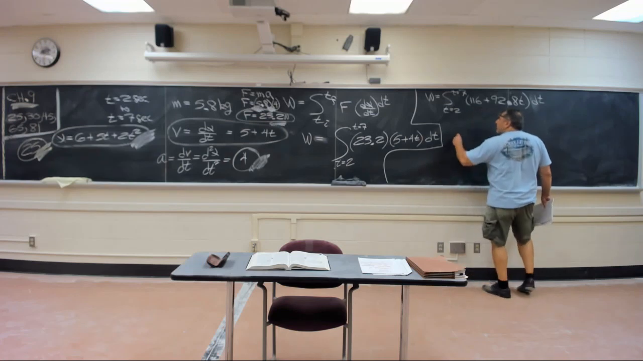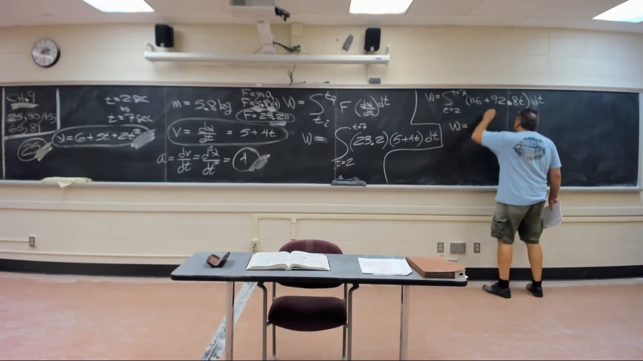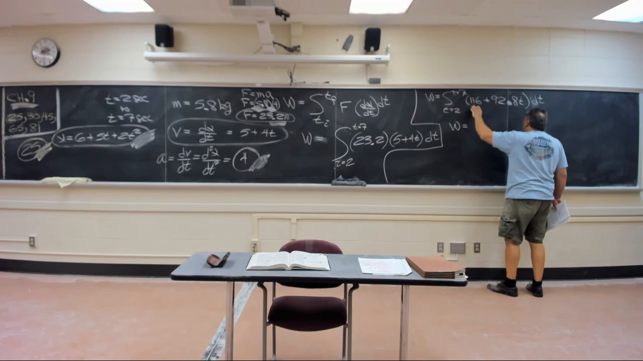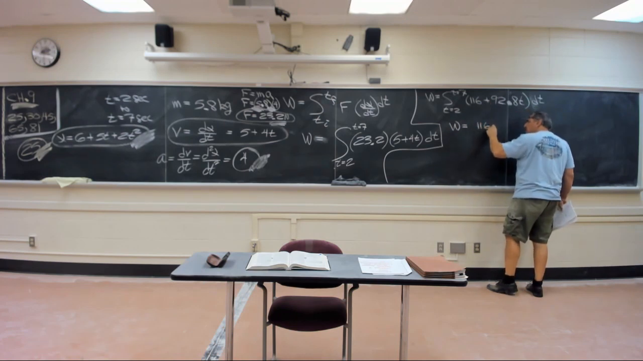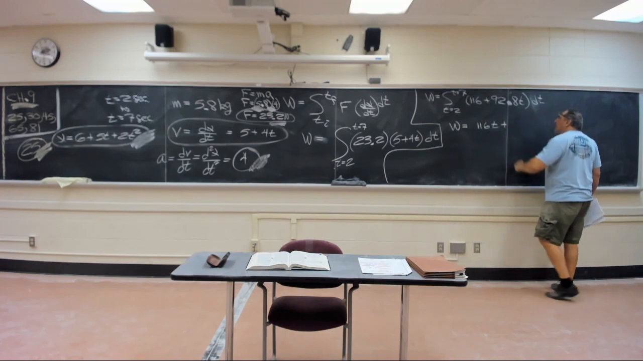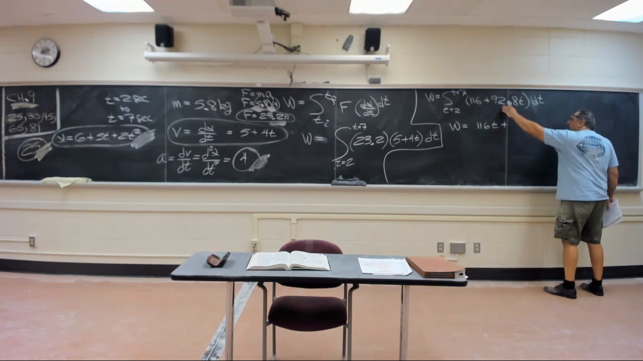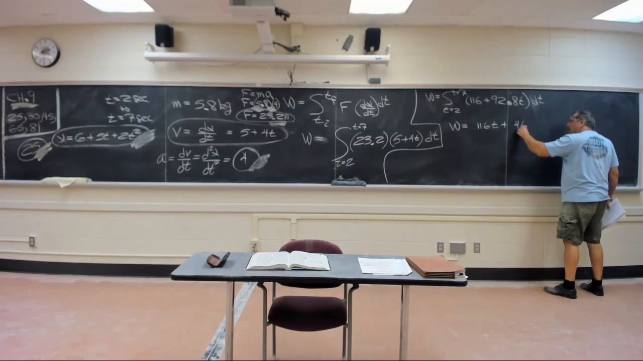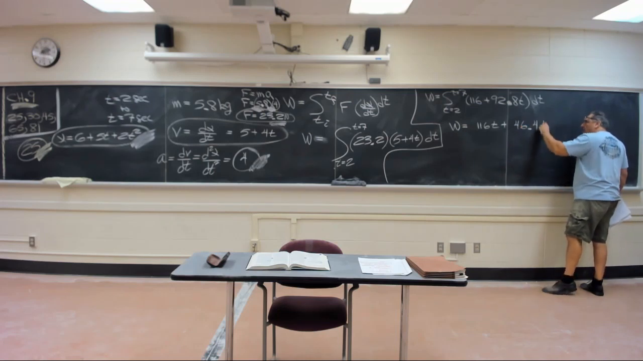When you do this, you're going to get W is equal to, just do the integral here, and that's going to be plus, and this is going to be half of that. It's going to be 46.4 t squared.